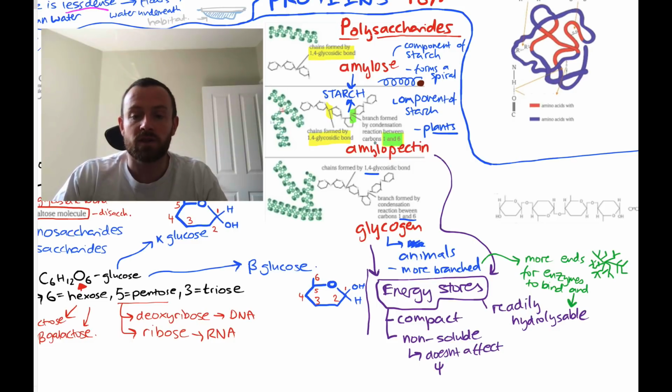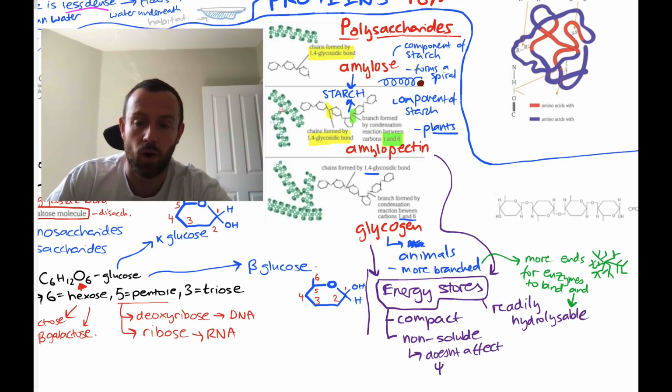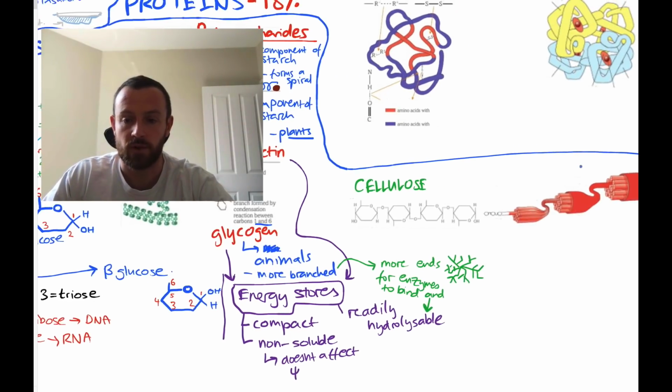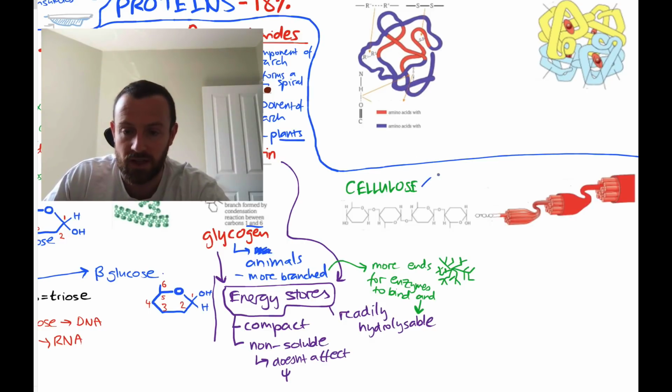So amylose, amylopectin, glycogen, very similar molecules really. Well, amylopectin and glycogen are very similar. And they're all used as energy stores. Polysaccharides as energy stores. Now there is another polysaccharide, which is cellulose, and that's quite different. Okay, so this one's cellulose. Now the main key thing about cellulose, which I'm sure you remember, is that it is a polymer of beta glucose.